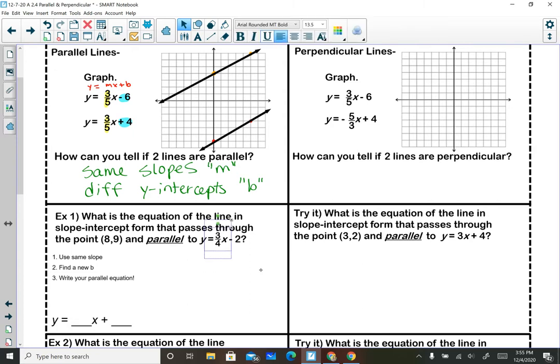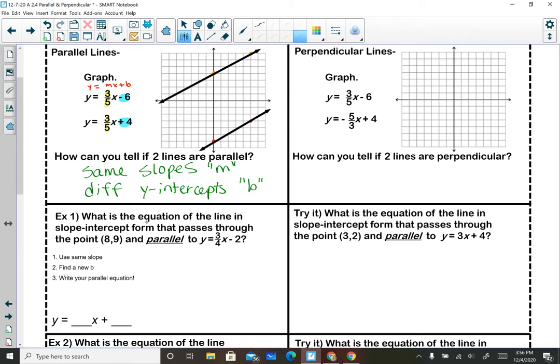So that equation is y equals 3/4 x minus 2. You might need to write that right below or off to the side. So here we go. This is how we're going to solve this equation.